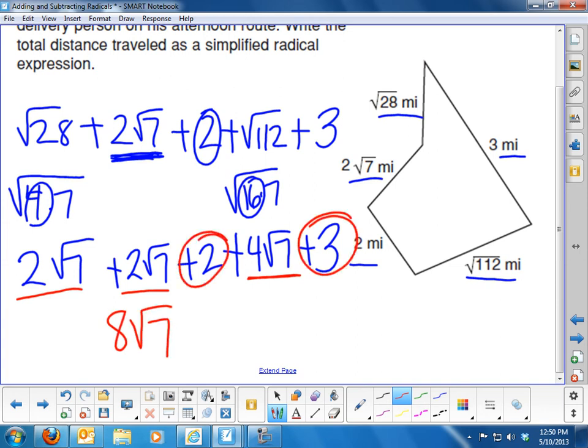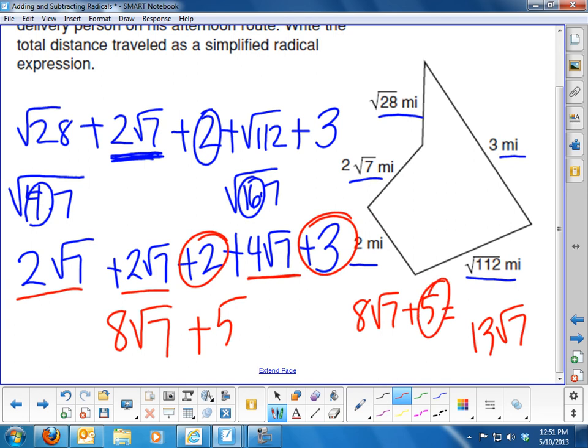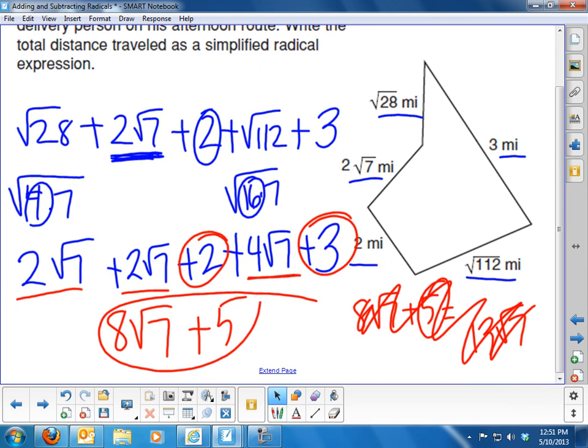Now they do not have square roots of 7 with them, so they just get tacked on to the end, plus 5. You cannot do 8 square roots of 7 plus 5 and magically end up with 13 square roots of 7. This 5 does not have a square root of 7 with it, so you cannot combine it with the other. So this is the distance that the person went.